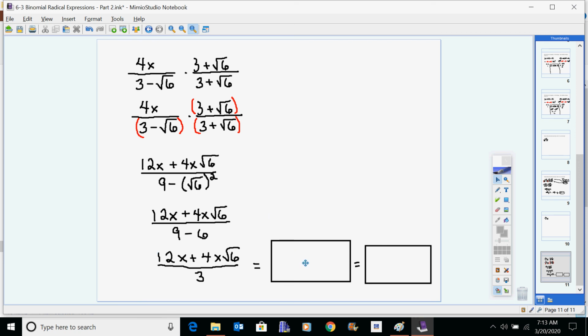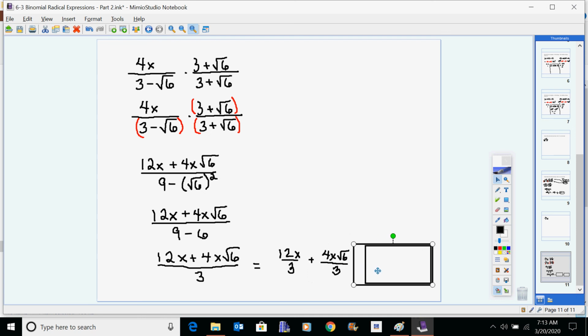But what else we could do is break these fractions up if we wanted to. Turn that one into 12x over 3 and that one into 4x square root 6 over 3. The 12 and the 3 will cancel and give us 4x, but for the other one, there's really nothing that can cancel. Watch out, sometimes people try to cancel these, but remember the square root of 6 is not the same as 6, so you can't just divide these things out, so be a little bit careful with that. So that's your final answer.